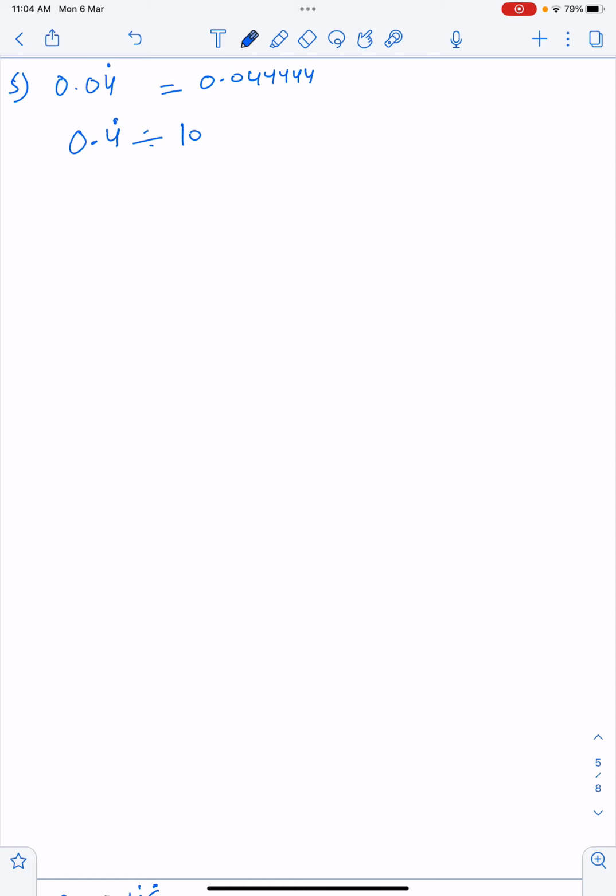Now we know how to convert 0.4 recurring into fractions. Obviously, we're going to write a 4 upon 9 divided by 10, meaning multiply by 1 upon 10. So it becomes 4 upon 90. Simplify it with the 2 times table. 2 upon 45 will become the final answer, and you can check it with the calculator also. 2 divided by 45, the fractional answer is the same as what we have written here.